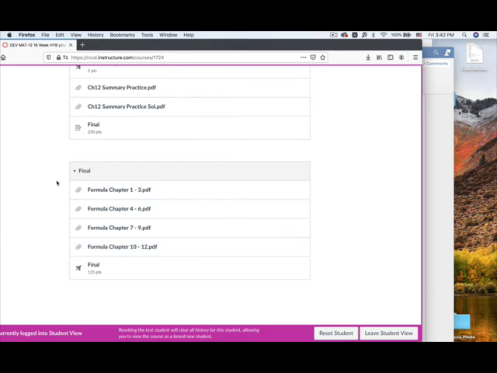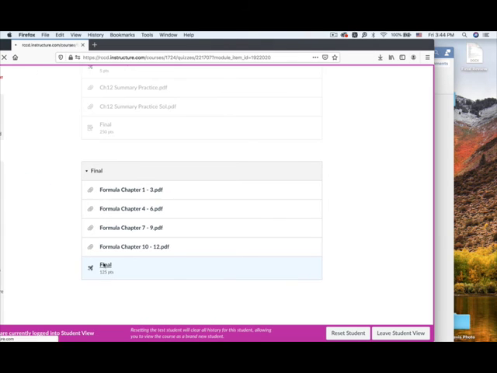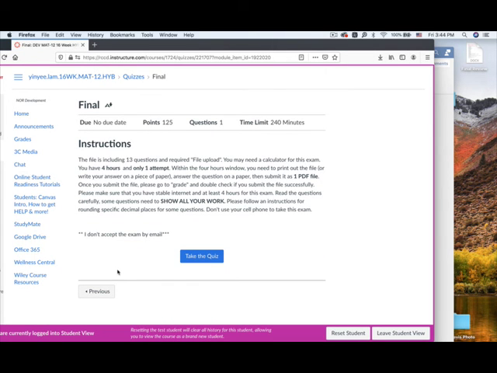Okay, when you are in Canvas, you're going to see the final in here. I already posted all the formulas from chapter 1 to chapter 12. Feel free to use all those formulas on your final. And also you will find the F distribution and chi-square distribution tables there. If you are using the table, feel free to download it and print it out. For the final on that day, click on it. You're going to see these are the instructions. The file includes 13 questions and requires file upload. You may need a calculator for this exam.